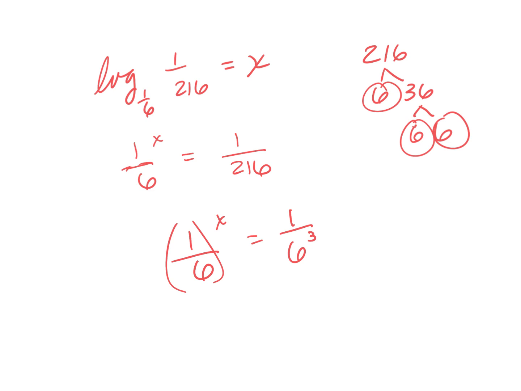You're going to do 6 to the negative 1x equals 6 to the negative 3. Actually, x equals 3 is pretty much it. Yeah, negative 1x equals negative 3, divide by negative 1, x equals 3.